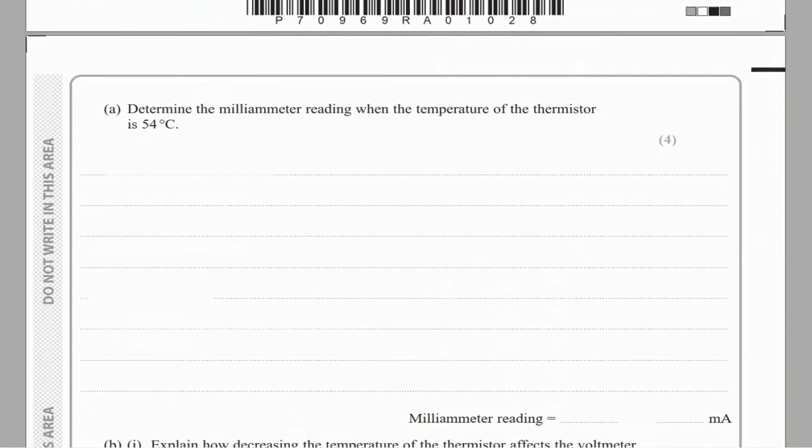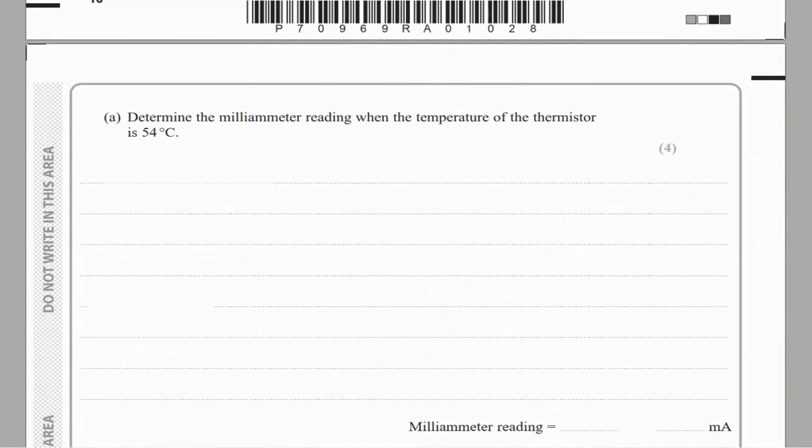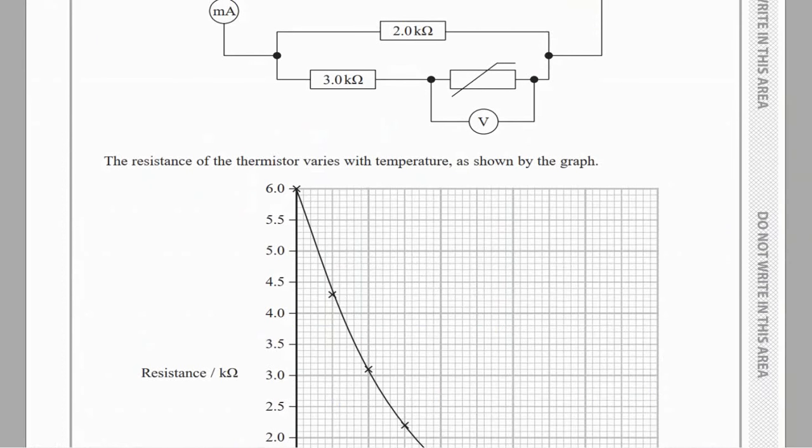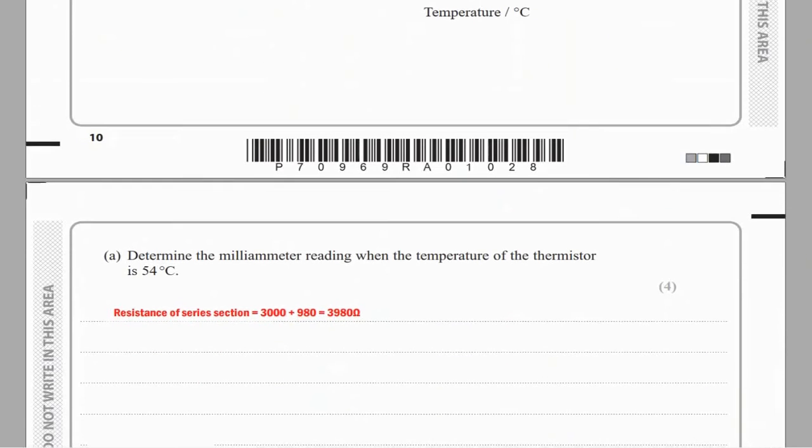So what do I do first? The very first thing you do is find out the resistance of the series section. You can see these two are in series, so 3 kilo ohm and 0.98 kilo ohm are in series, and these two are in parallel with the 2 kilo ohm resistor.